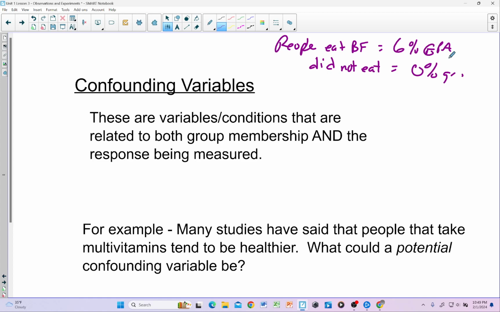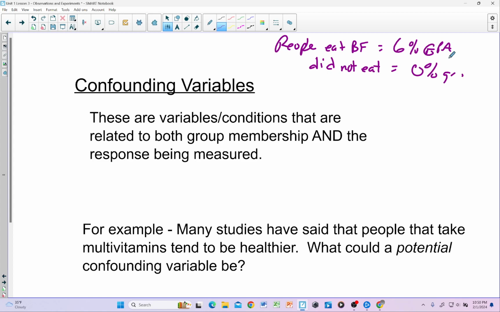So here's my question. Does that mean that breakfast caused it? No. Well, we can't prove it, can we? How can we prove that it's the breakfast that caused the increase in GPA? Can we track whether or not the breakfast provided nutrients to the brain? No.